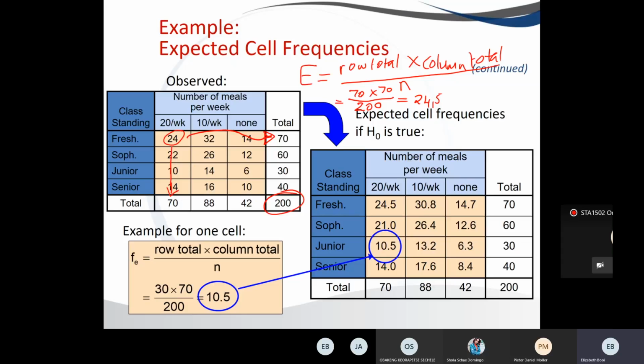Then you have to calculate for each and every one of them. For 32, the row total will be 70 multiplied by the column total, which is 88, divided by 200. And that will give you 30.8.